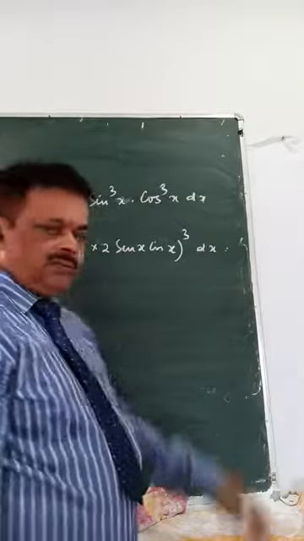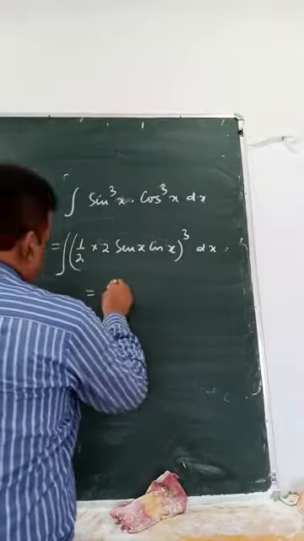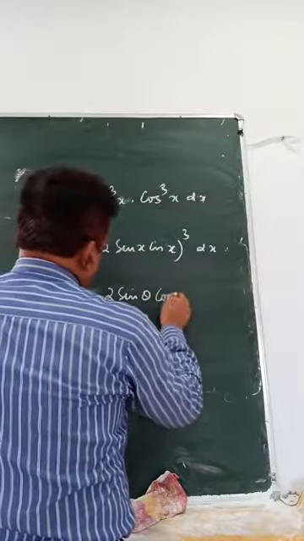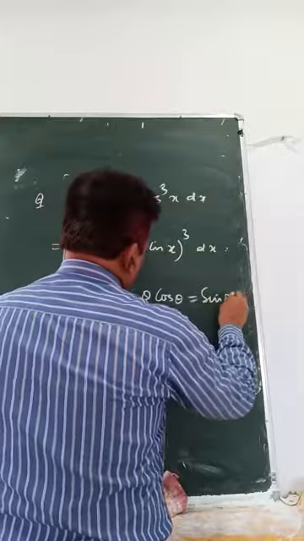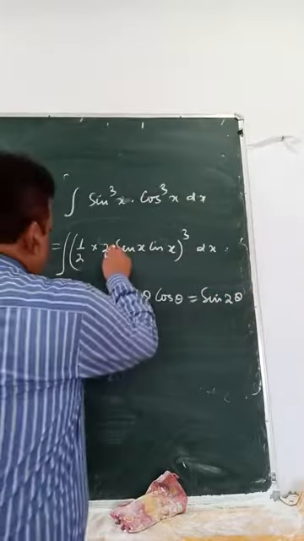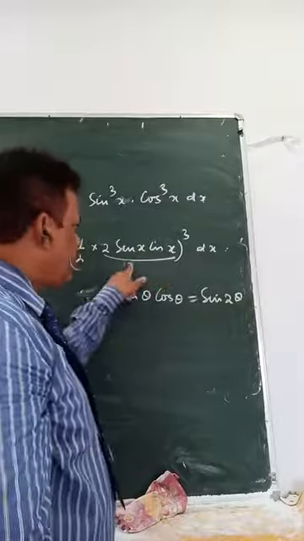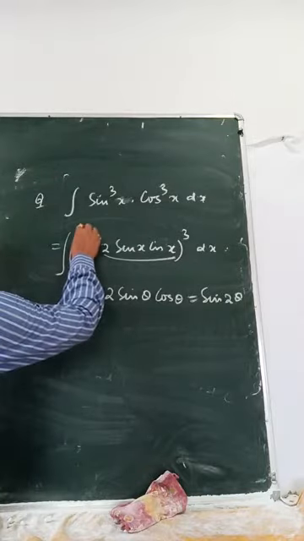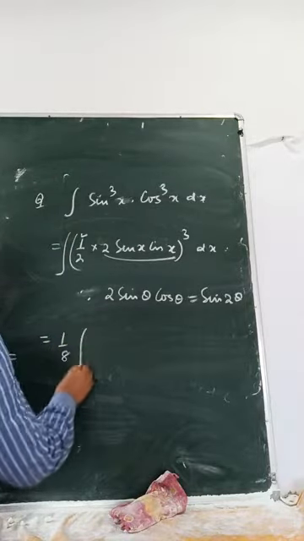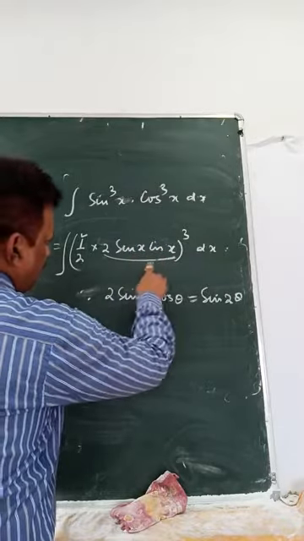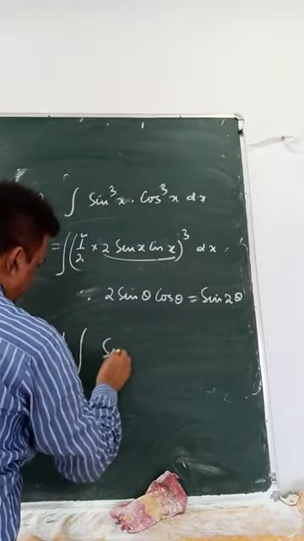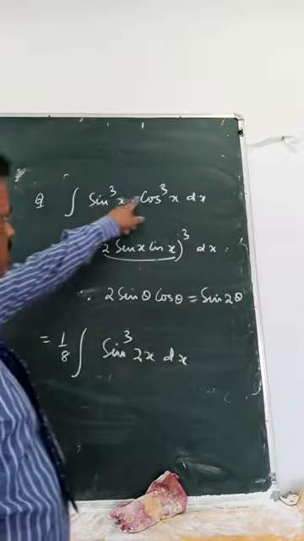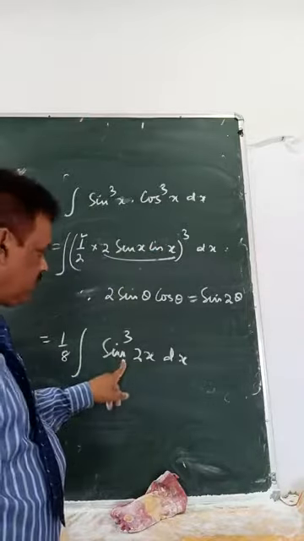So half into 2 I can do. Then 2 sin theta cos theta is sin 2 theta, so this part will be sin 2x but cube. So altogether this part is 1 by 8, sin 2x but cube. So sin cube 2x. Look, two functions combined to one function. Now you can use the formula here.